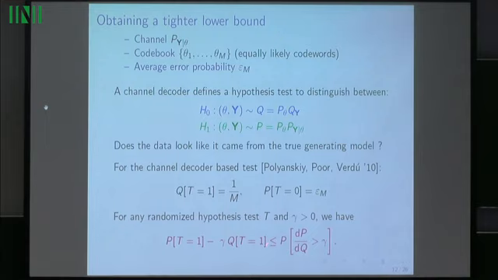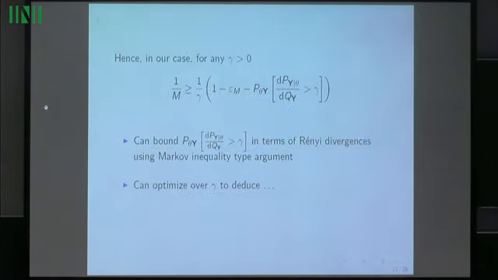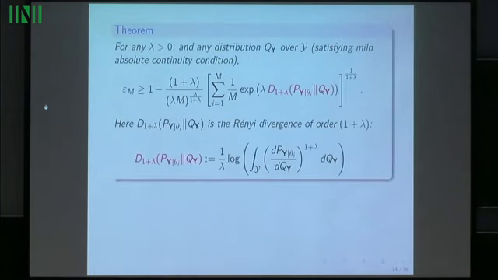Okay, so now all we do is take this hypothesis test, these Q and P probabilities, and plug them in, and we get this lower bound. You get this 1 over M is greater than 1 over gamma times this. Now the only term that's a bit complicated is this probability term of the likelihood ratio. So what we do is use a Markov inequality type argument, and then we bound it in terms of Renyi divergences, and then you get a nice expression over gamma, which you optimize over all gamma. So after all this, what you get is the following result.